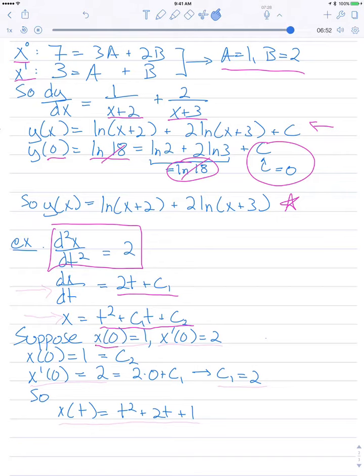I'm going to take x of 0 equals 1 and x prime of 0 equals 2. So I plug x of 0 equals 1 into the expression for x, and I find that 1 equals c2. And then I plug x prime of 0 equals 2 into the equation for the derivative of x, and I find 2 equals 2 times 0 plus c1, so we find c1 equals 2. Putting it all together, we have x of t equals t squared plus 2t plus 1.